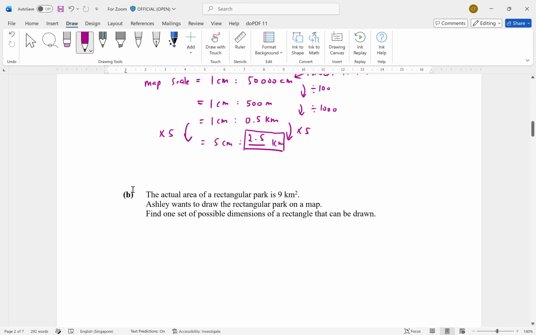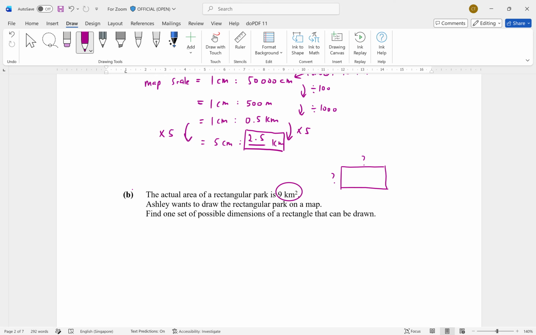Part B: the actual area of a rectangular park is 9 km square. They want to draw the rectangular park on the map. Find one set of possible dimensions of a rectangle that can be drawn. So they say that on the actual ground, there's this park that is 9 km square. But if we were to draw this park on the map, what will be one set of possible dimensions? On the map, it's going to look like a rectangle.